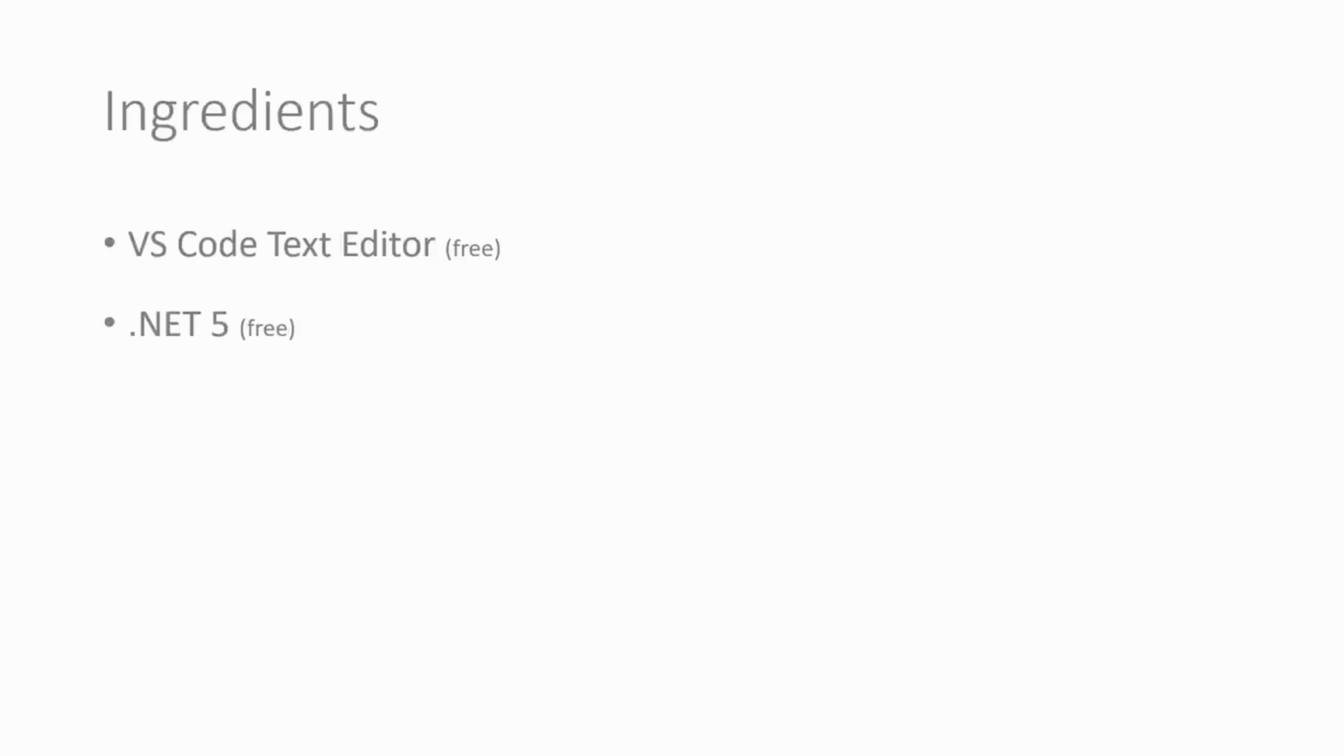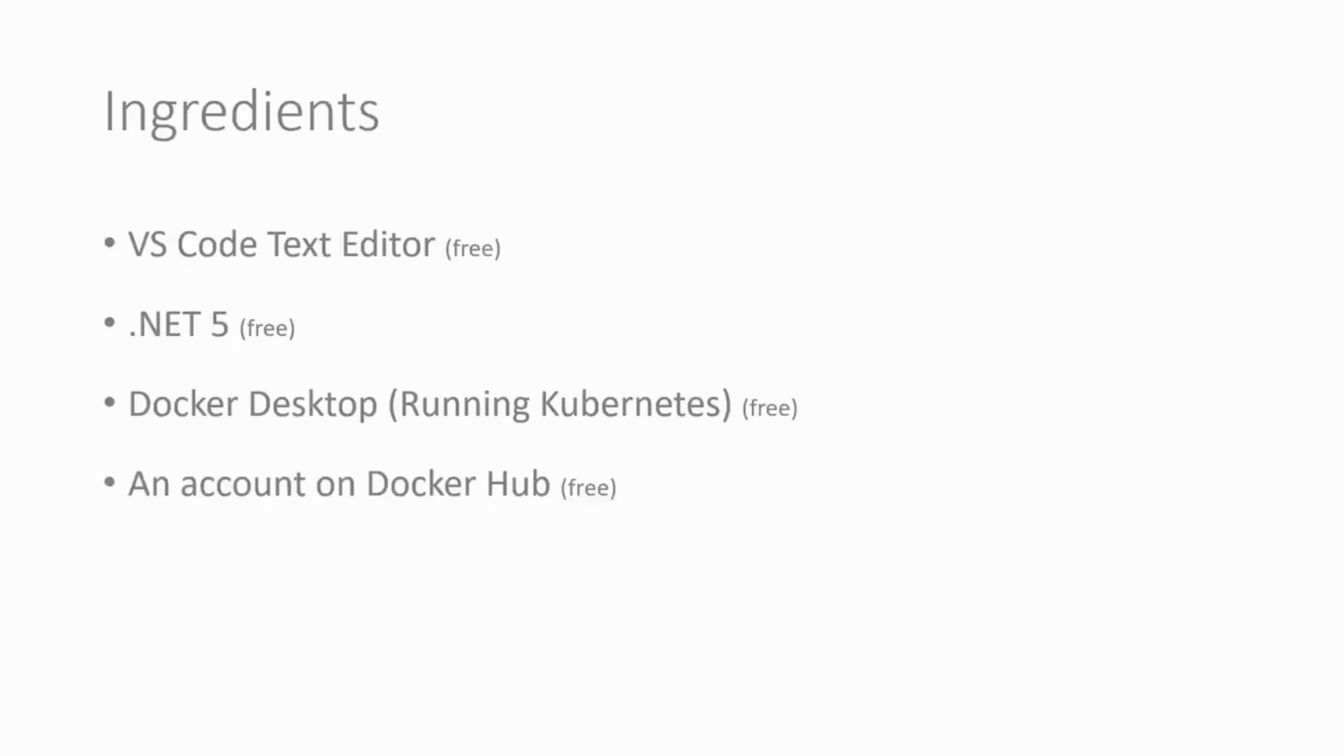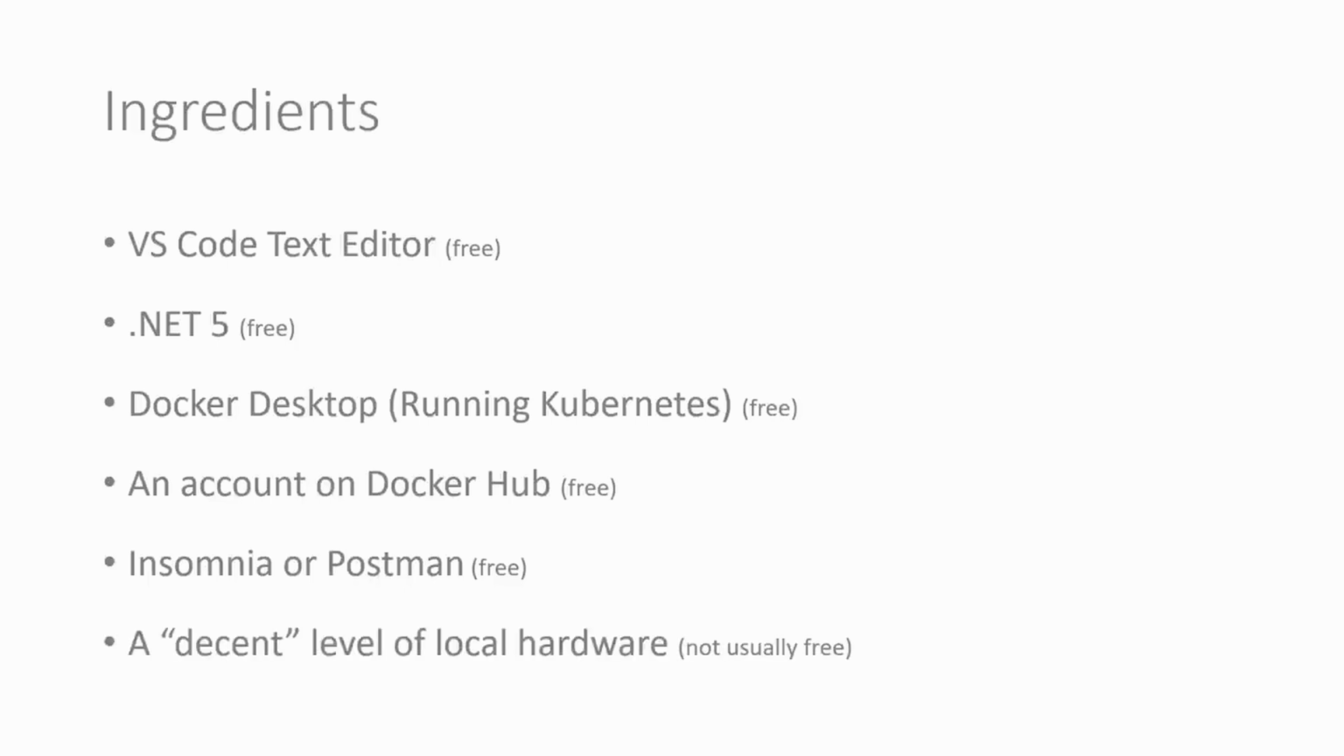.NET 5 is sort of mandatory. There's some concepts in here. If you decide to use an earlier version of the framework, you may run into some little niggly problems, so I highly recommend you run with .NET 5. You will need Docker Desktop running Kubernetes, again, which is free. An account on Docker Hub, again, which is free. So when we push images up to Docker Hub, you obviously need to have an account to do that. And you'll need either Insomnia or Postman, which are basically API test clients, which we will be using throughout the course to test our services.